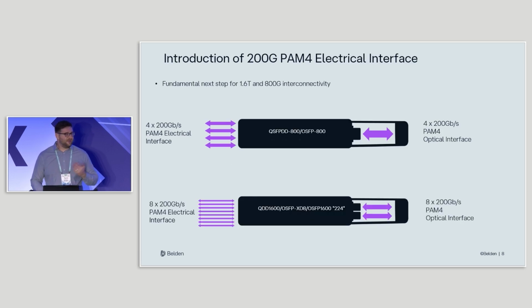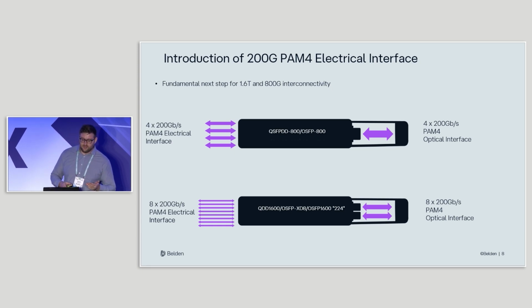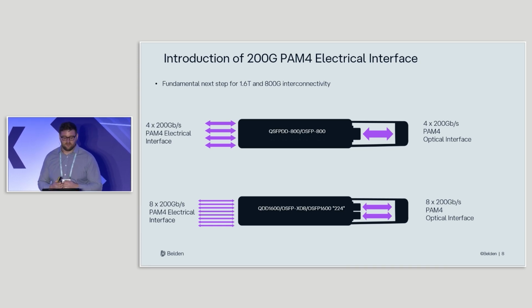So you're probably going to see a pattern here. The next step up is now 200 gig on the electrical side. This is the next big fundamental step for 1.6 and 3.2. Again, it's just 8 times 200 gig straight through to the 800 gig PAM4 optical. And if you backtrack it again to the 800 gig optic, which originally was 8 times 100, it's now 4 times 200. So less power consumption, more breakout options again at 1.6.